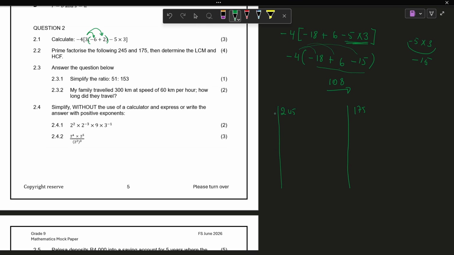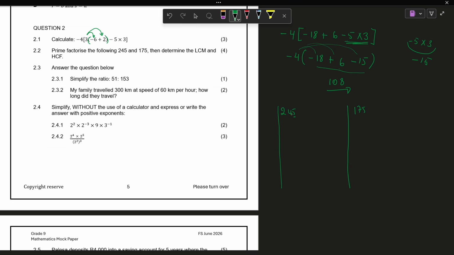Let's do it quickly. We always start with the lowest prime number, which is 2. Can we divide this by 2? No, because it ends with 5. We only divide by 2 if it ends with 0 or an even number: 0, 2, 4, 6, and 8. Since it ends with 5 here, we must first ask if we can divide by 3, right?